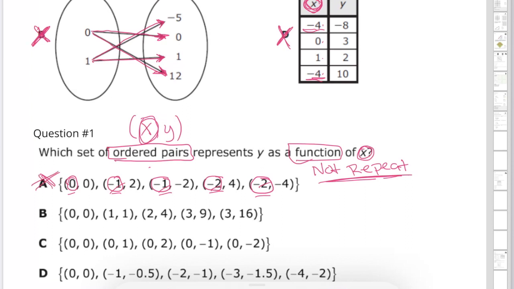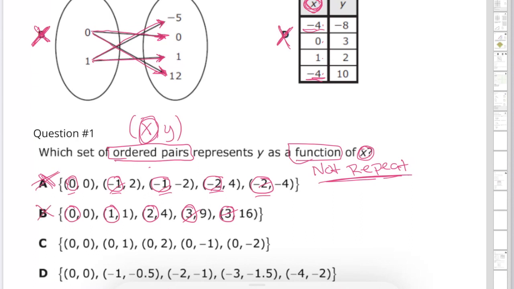So I'm going to do that same process again for answer choice B. I'm going to circle x, which is the first number in each ordered pair, and I'm looking for the one that is not repeating. We don't want it to repeat. So I circle 0, 1, 2, 3, and 3. Well, I heard 3 two times. That is repeating, so B is not my answer.